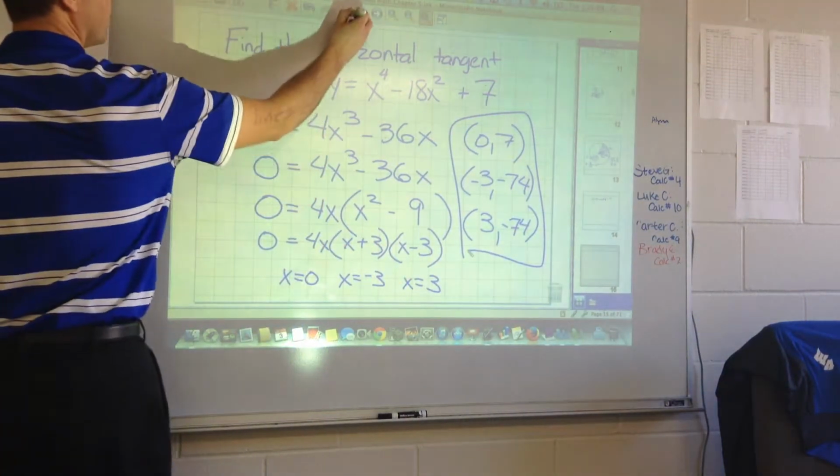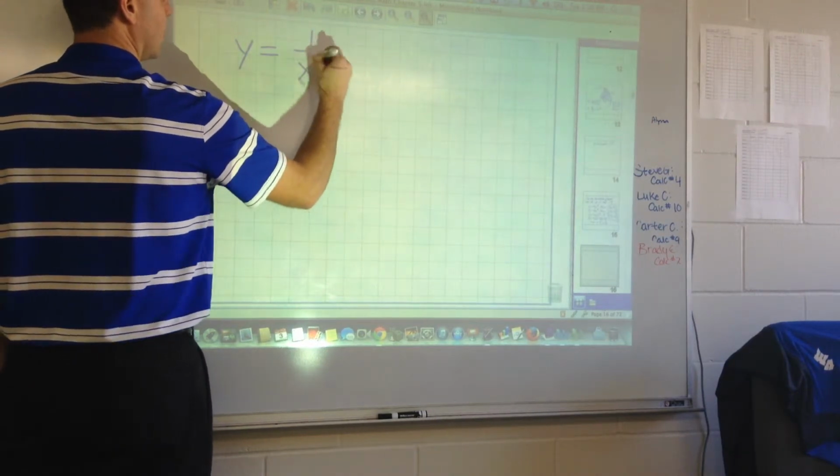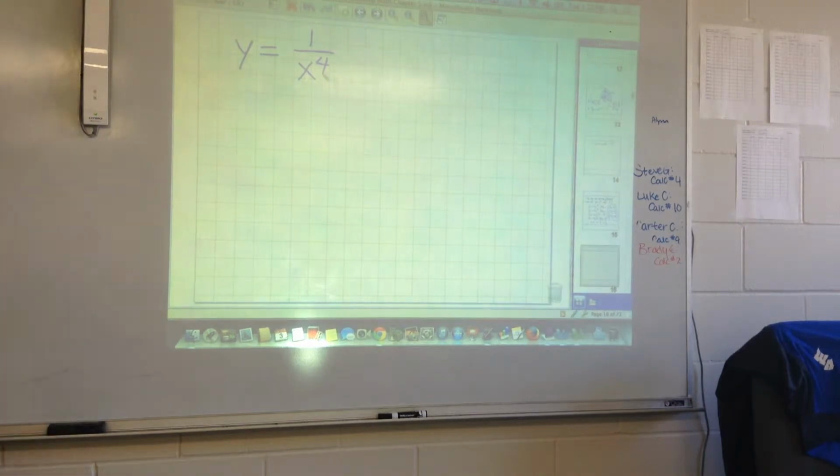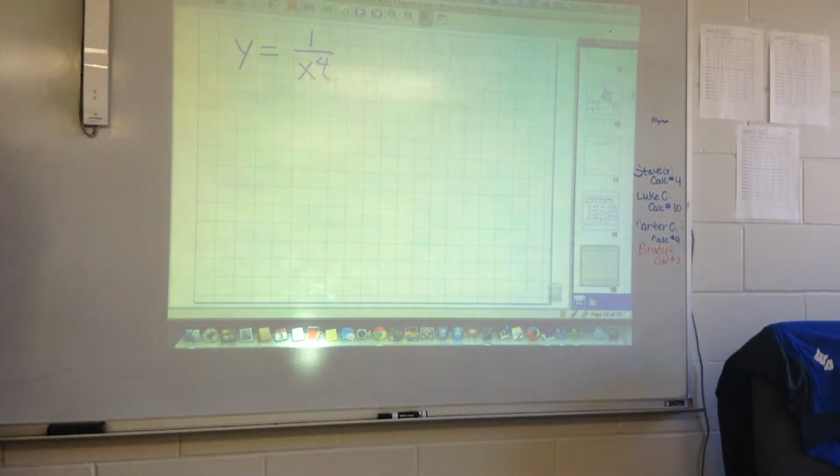Let's try another one. Is there going to be chain rule with this? Could be if the functions get hard enough, but they wouldn't be worse than what you saw in that take home. Is that x to the 4th? 1 over x to the 4th, yes.